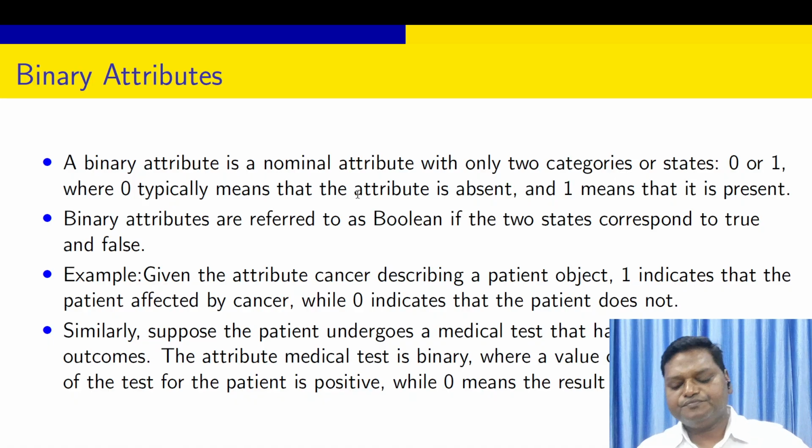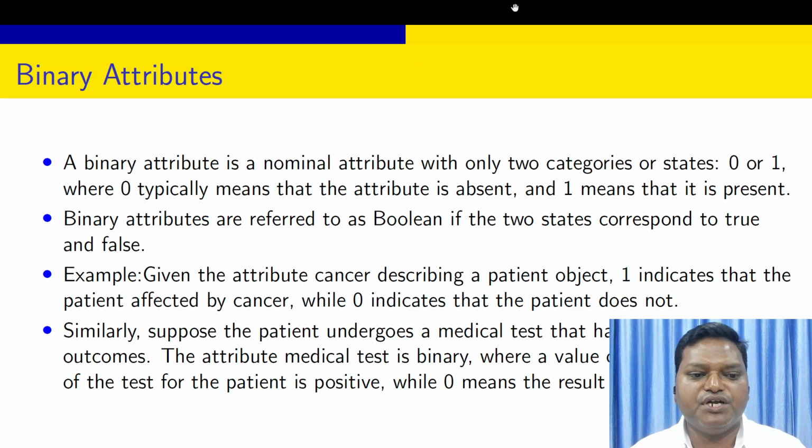So the first one is the nominal attribute. The second one is the binary attribute, which has two values. You know the meaning of binary, right? Binary has two values. It may be 0 or 1, true or false. Generally, true is indicated by 1 and false is indicated by 0.